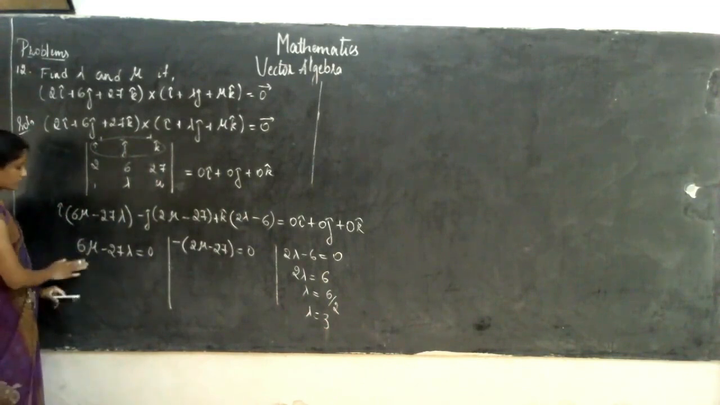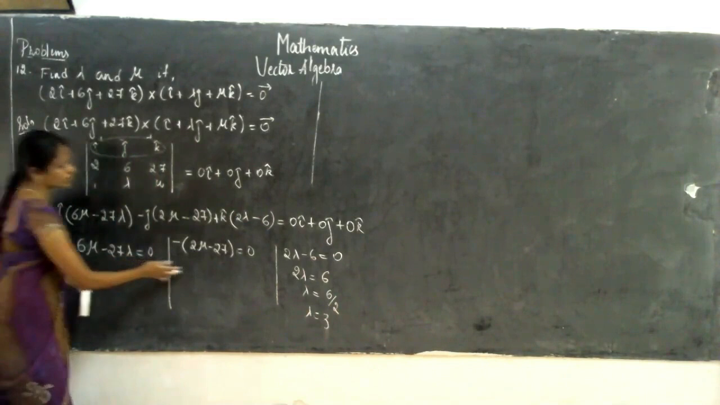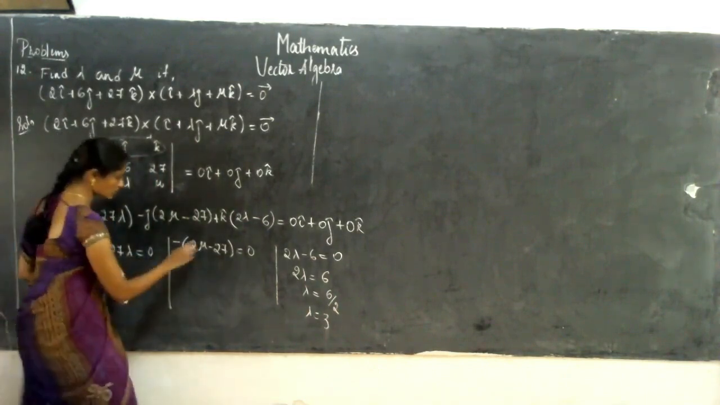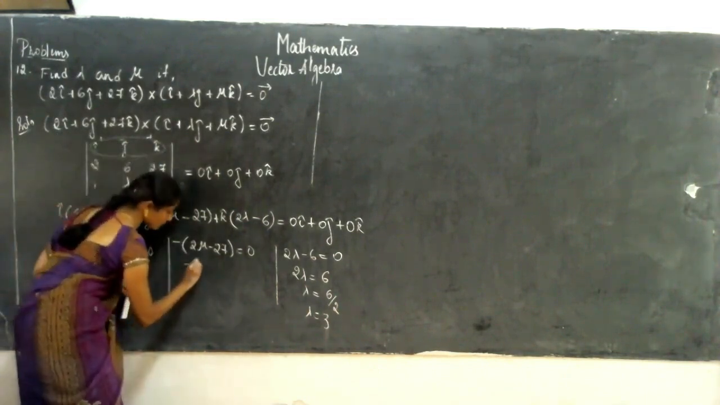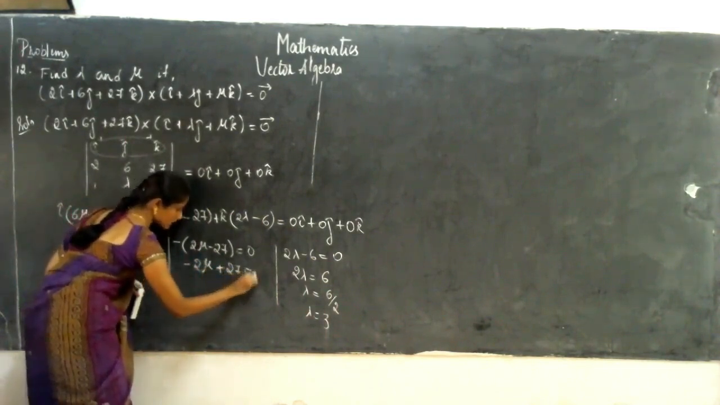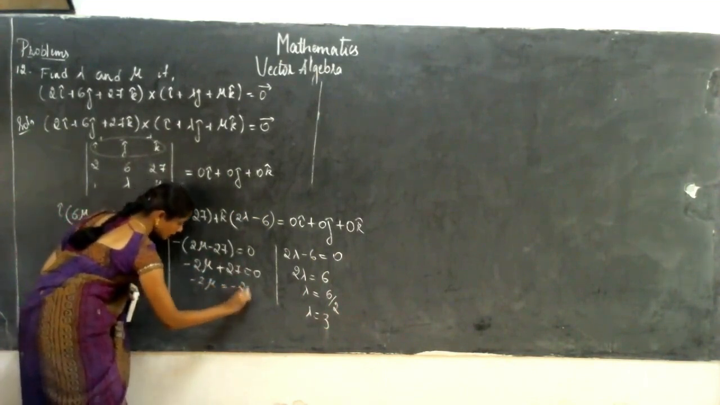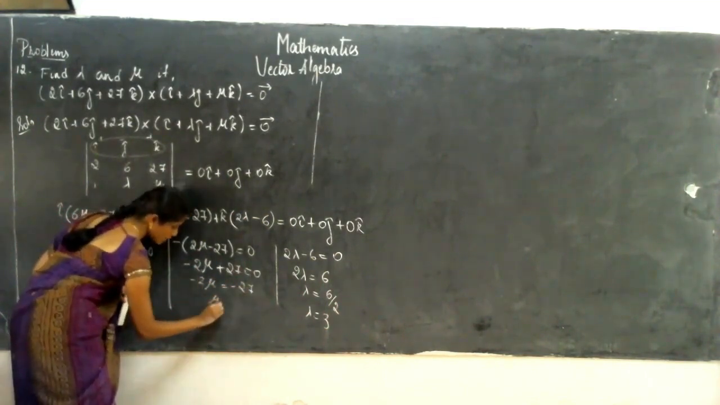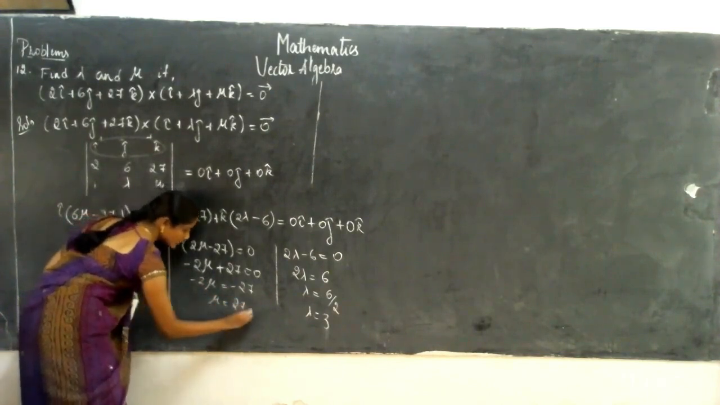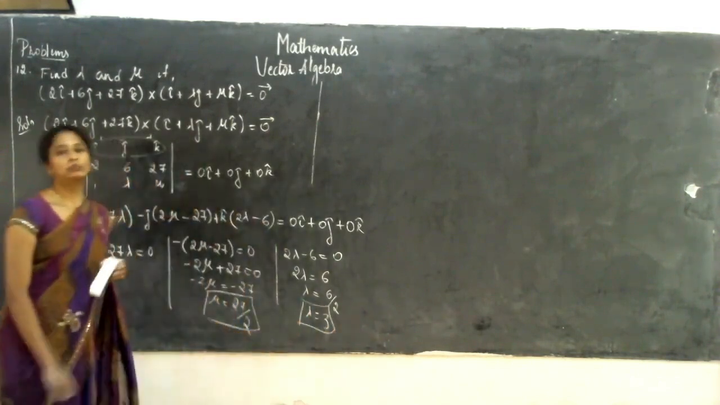Now you can substitute the value of lambda here and hence find mu, by this method also. So first I am going to multiply this minus sign inside. 2 mu plus 27 is equal to 0. Therefore minus 2 mu is equal to minus 27. Minus gets cancelled. Mu is equal to 27 divided by 2. So these are the values of lambda and mu.